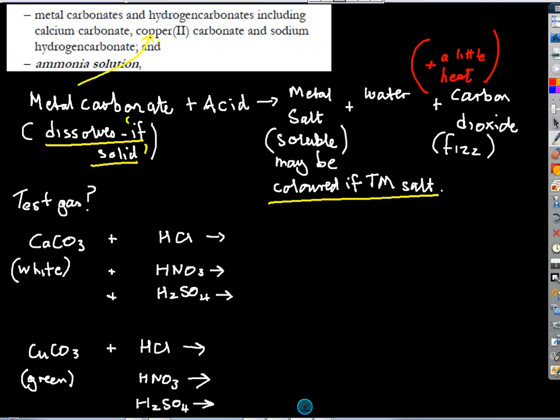So for example, copper carbonate would give you, with an acid, the same colour of salt as we got on the previous slide with our copper compounds. Okay, you'll get fizzing here because you have carbon dioxide being produced, and you'll get some heat because it's an exothermic reaction. Okay, how do you test for the gas? Well, it's carbon dioxide gas.